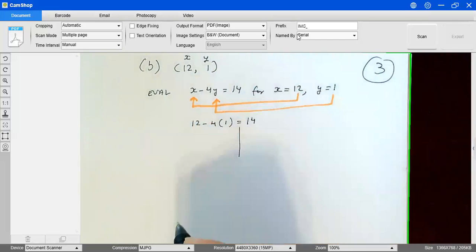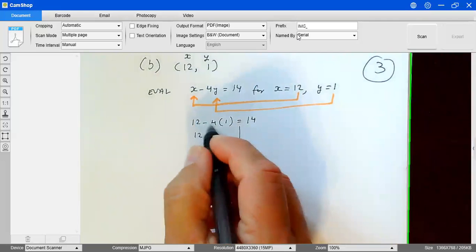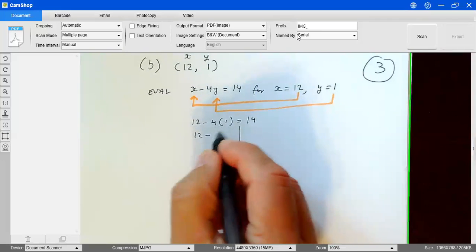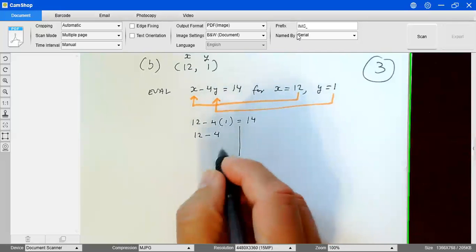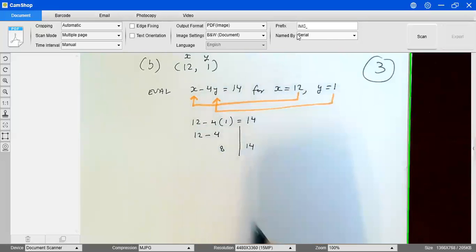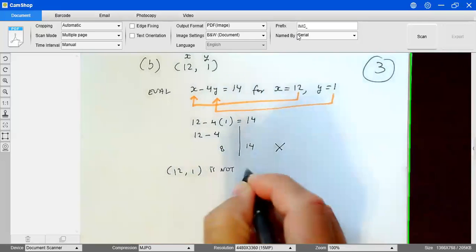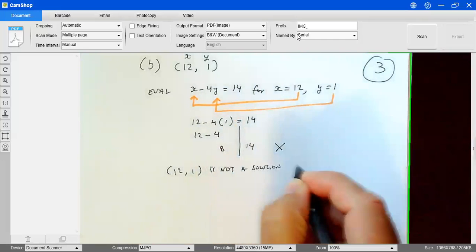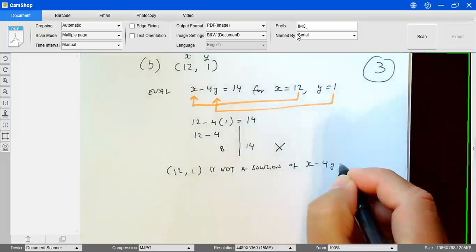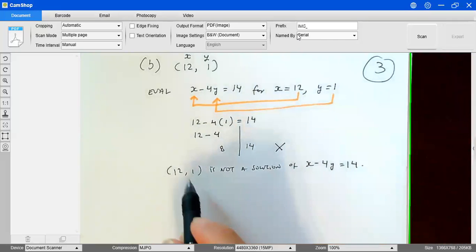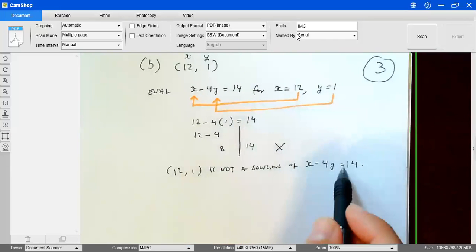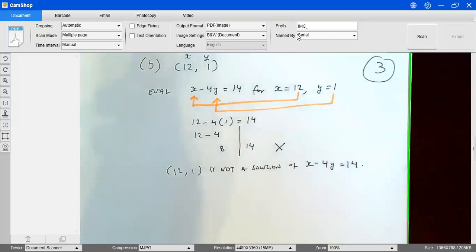So let's check. So 12 minus, or negative times positive is going to be negative. 4 times 1 is going to be 4. 12 minus 4 is going to be 8. And I have 14 here. So this is not true. So 12, 1 is not a solution of the given equation, x minus 4y equals 14. So graphically, this is going to be a point that is not on this line.